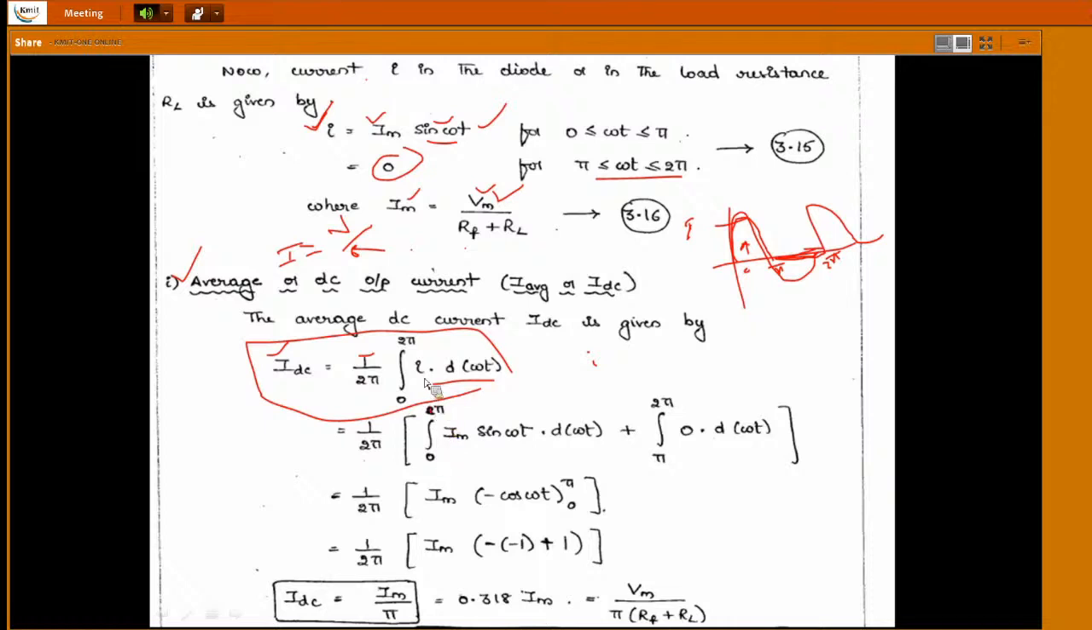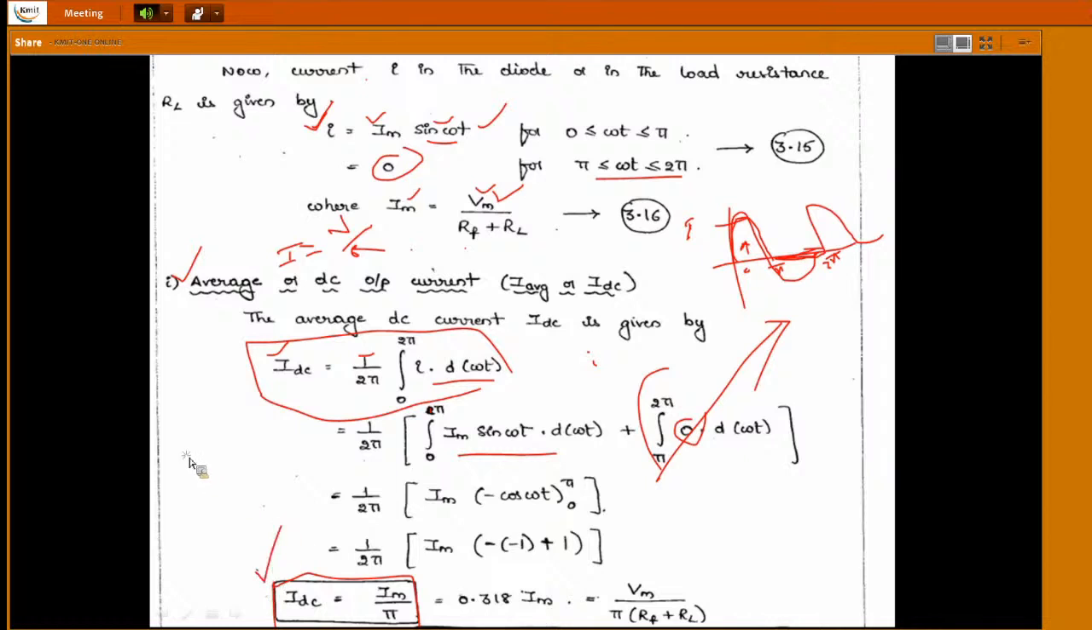Now what is the current value? Im sin omega t d omega t. From pi to 2 pi, what is the I value? 0. That's why this part is going to be cancelled. Now take 1 by 2 pi, and Im is a constant factor, so take Im outside. The integral of sin omega t is minus cos omega t from 0 to pi. Now substitute the values pi and 0. Now it becomes Im into minus, half, take the minus common. What is the IDC value? Im by pi. Remember, this is very, very important.